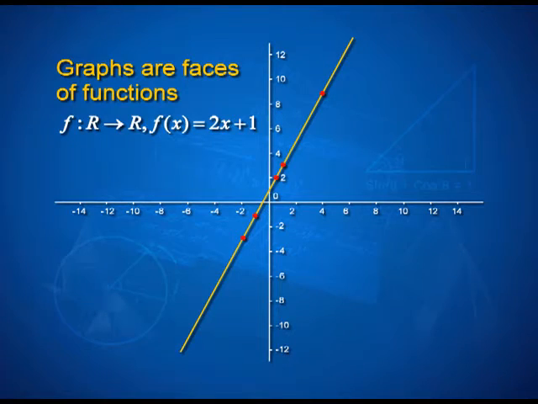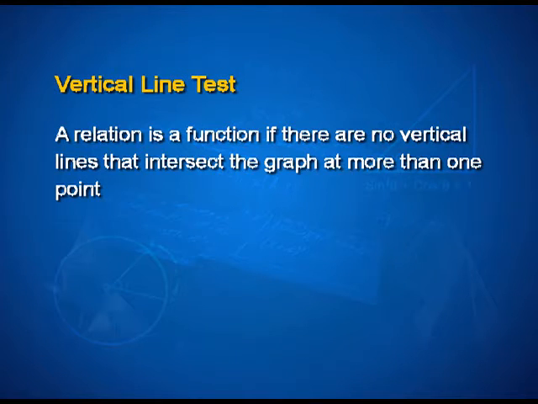Now, if I understand this, then from here we will be able to see also that given a graph, am I able to decide that it represents the graph of a function or not? How do we do that? We use something that is called a vertical line test. The vertical line test says that a relation is a function if there are no vertical lines that intersect the graph at more than one point. Isn't that interesting? Let's try it out.